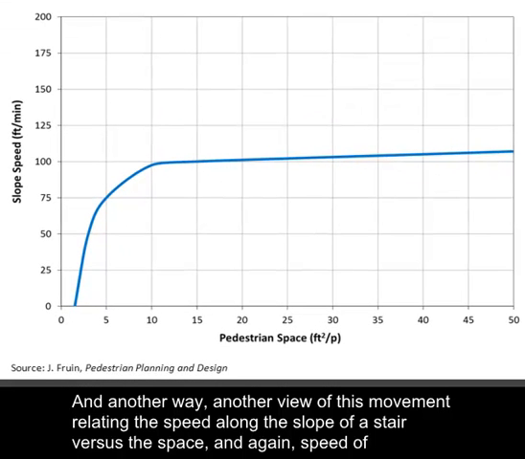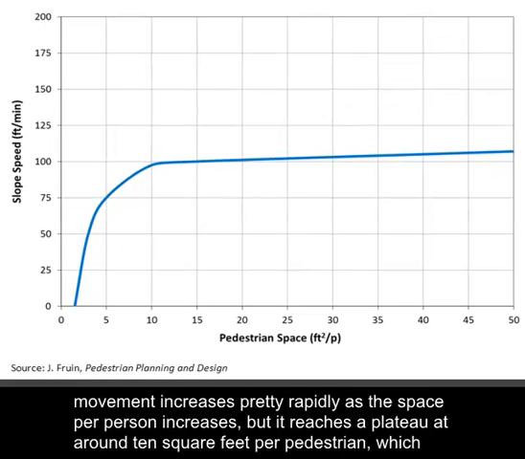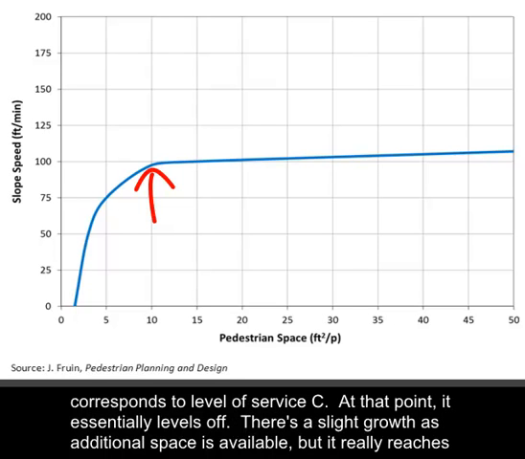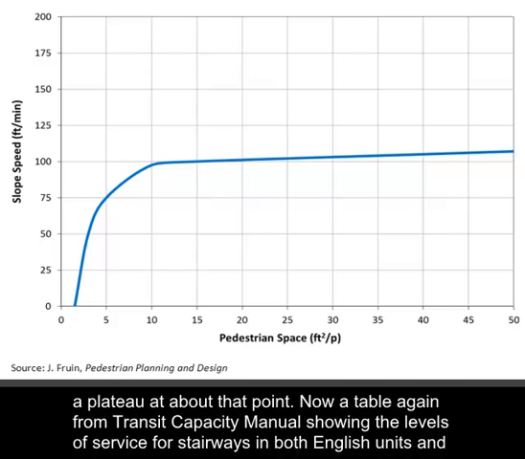And again, speed of movement increases pretty rapidly as the space per person increases, but it reaches a plateau at around 10 square feet per pedestrian, which corresponds to level of service C. At that point, it essentially levels off. There's a slight growth as additional space is available, but it really reaches a plateau at about that point.